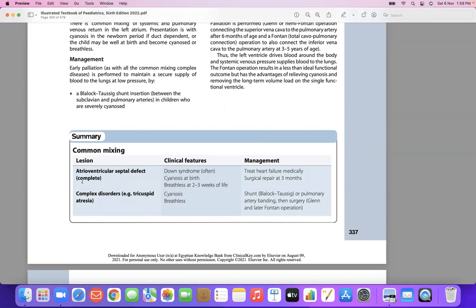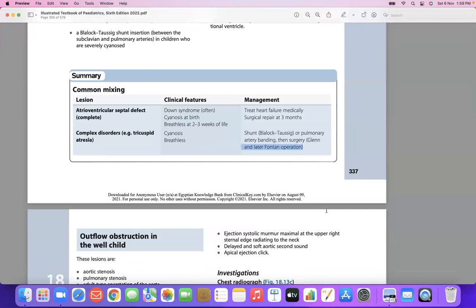So, common mixing lesions you should know. AVSD, Down syndrome: they present with cyanosis or breathlessness both. Treatment is for heart failure, and surgical repair at 3 months of age for AVSD. Complex disorders, again cyanosis and breathlessness. You will start with palliative, either BT shunt or pulmonary artery banding. Then there is no definitive repair.